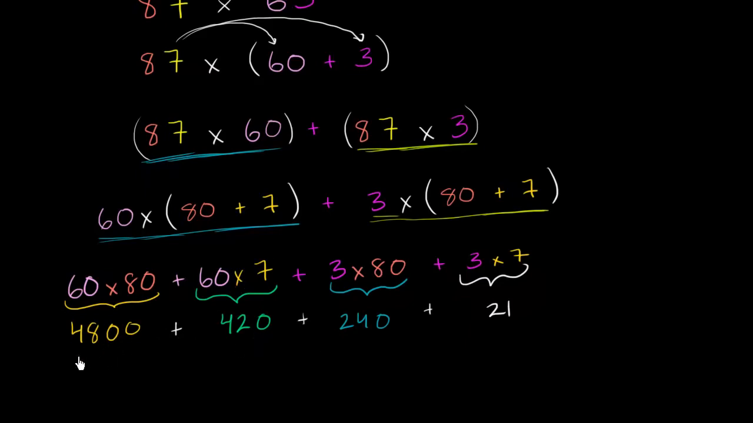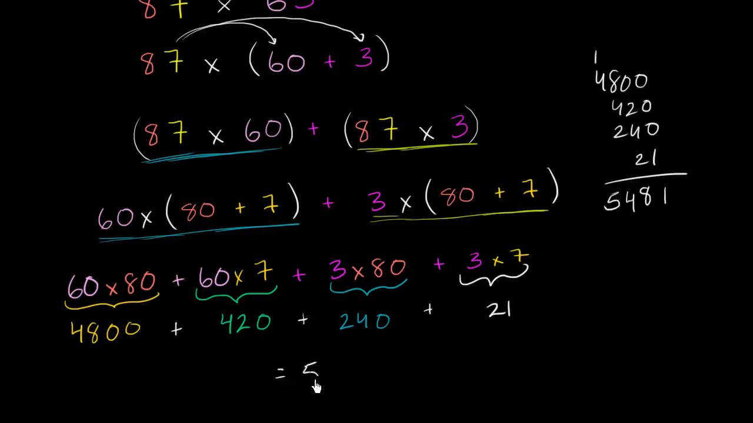So what is this going to be equal to? Well, we could add them all up: 4,800 plus 420 plus 240 plus 21. You're going to get a 1 here. 20 plus 40 plus 20 is 80. 800 plus 400 is 1,200, plus 200 more is 1,400. And so you get 5,481. It's equal to 5,481.